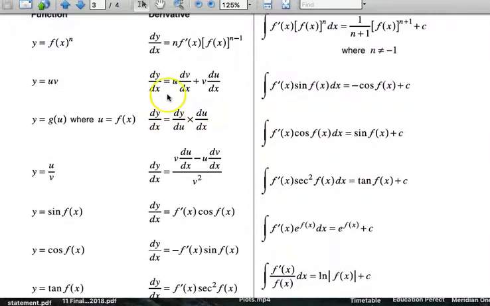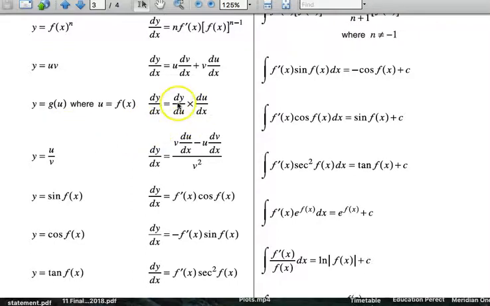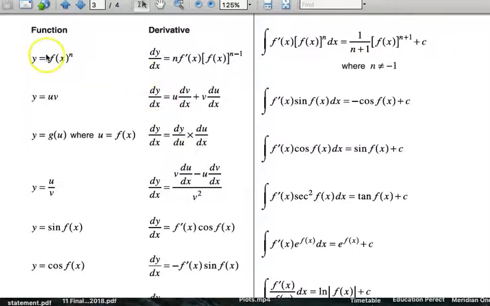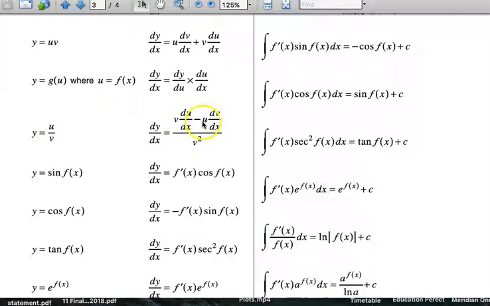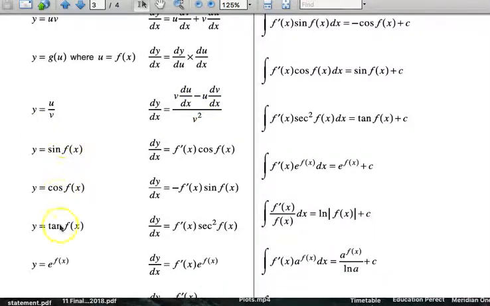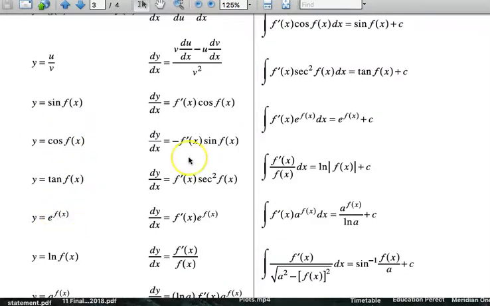This is your function of a function rule, or chain rule, sorry, okay, which we don't use, all right? Well, we don't use it in that format. We just use this instead, okay? You've got your quotient rule. There's your derivative for your trig functions, okay?